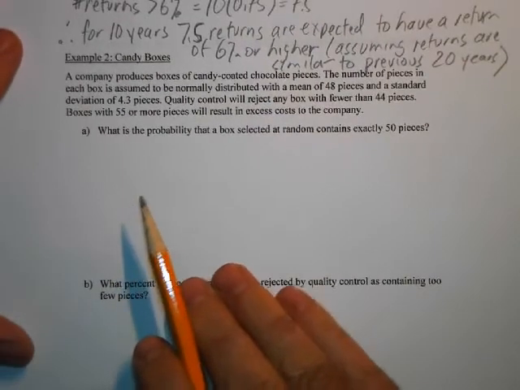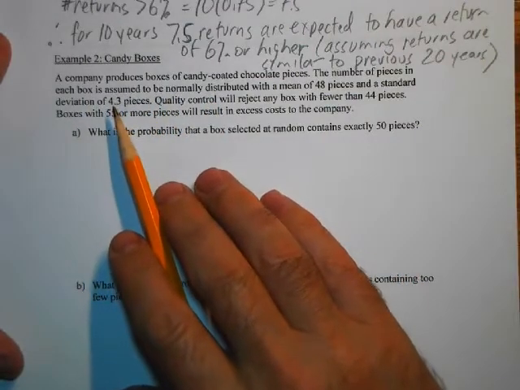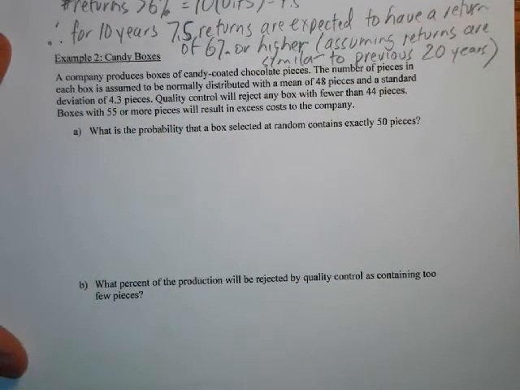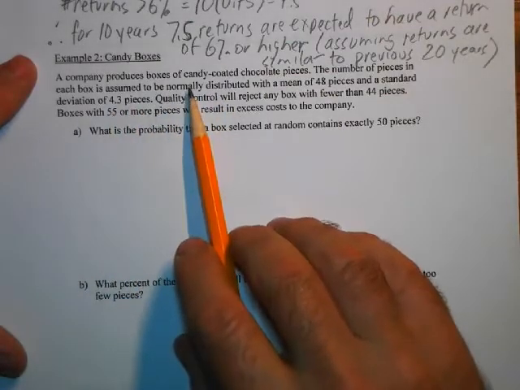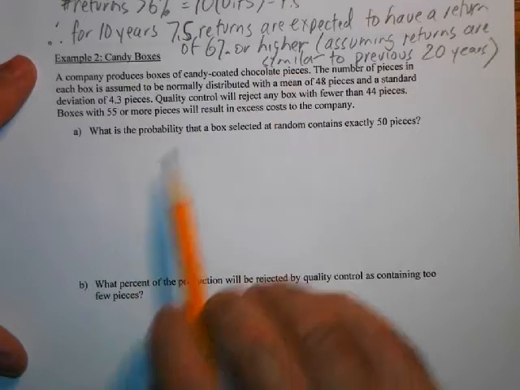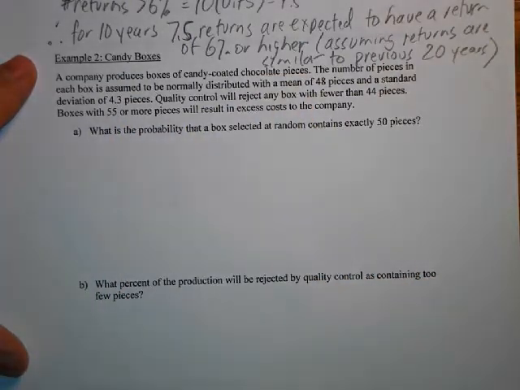Okay, so hopefully you don't get too hungry reading this. A company produces boxes of candy-coated chocolate pieces. The number of pieces in each box is assumed to be normally distributed, with a mean of 48 pieces and a standard deviation of 4.3 pieces. So they've already told us right up front that this will be a normal distribution. It's given us the mean and the standard deviation. We didn't have to calculate it ourselves like we did in the last example.